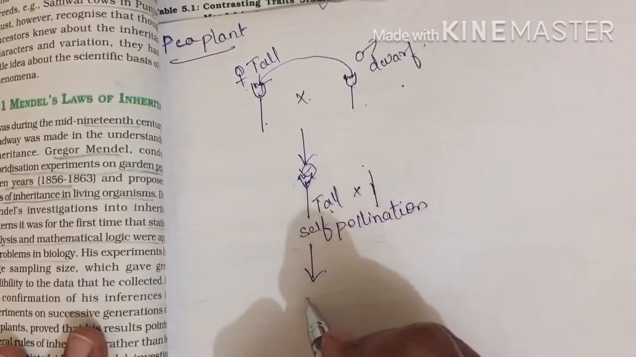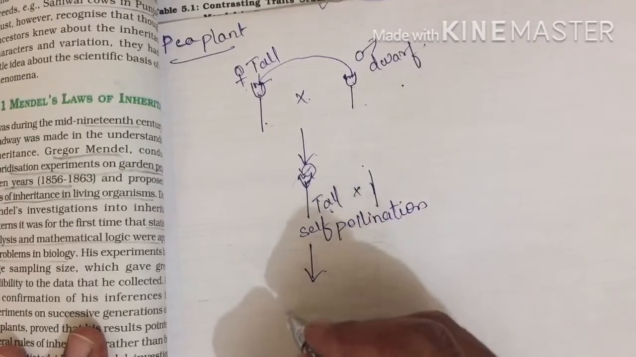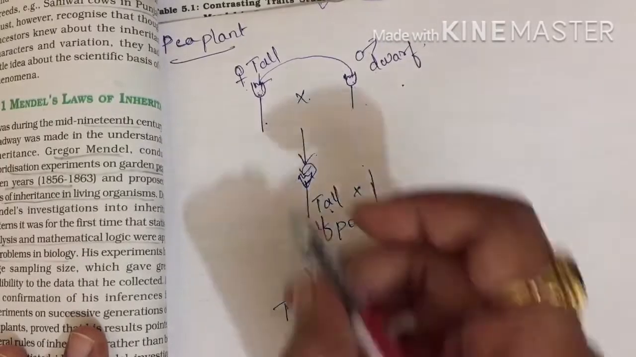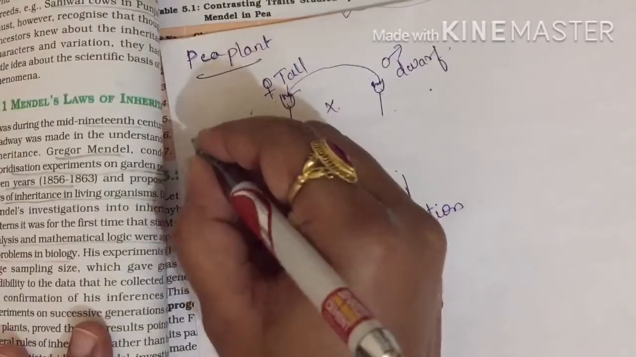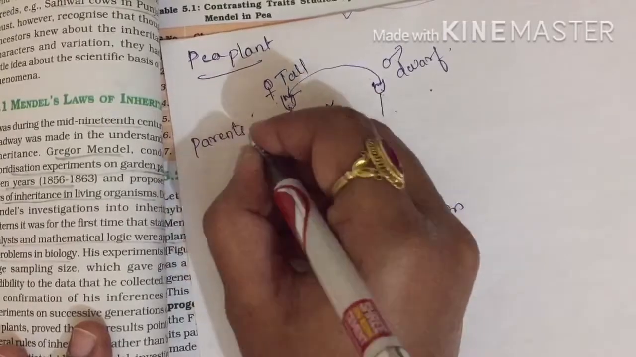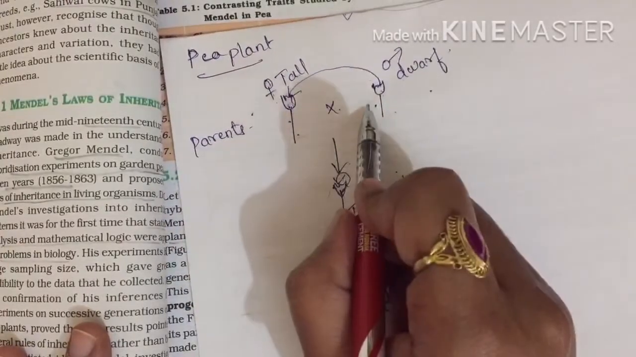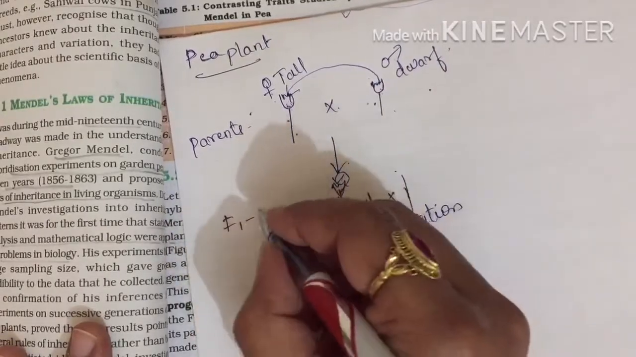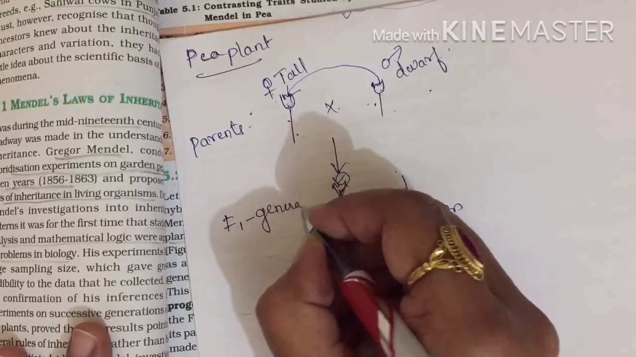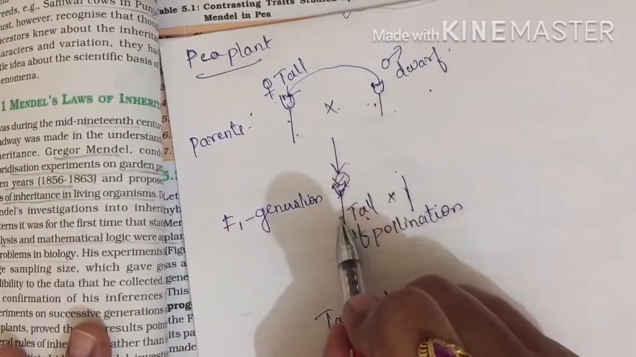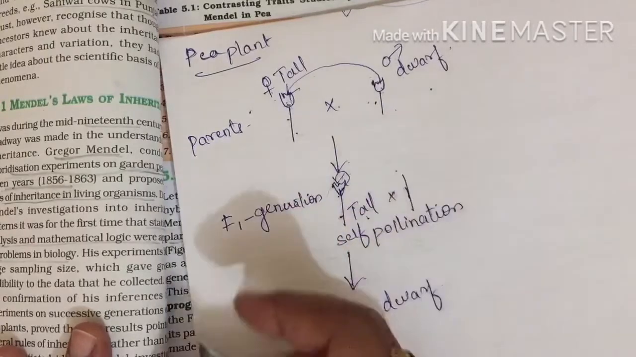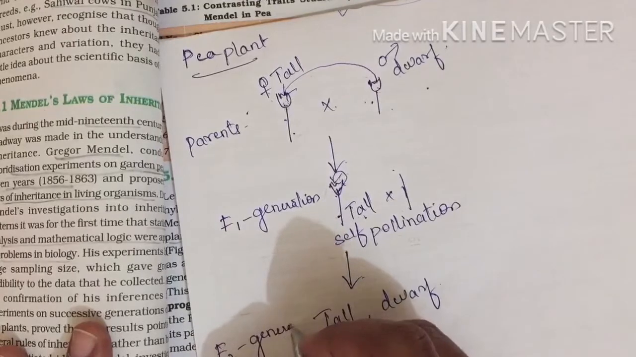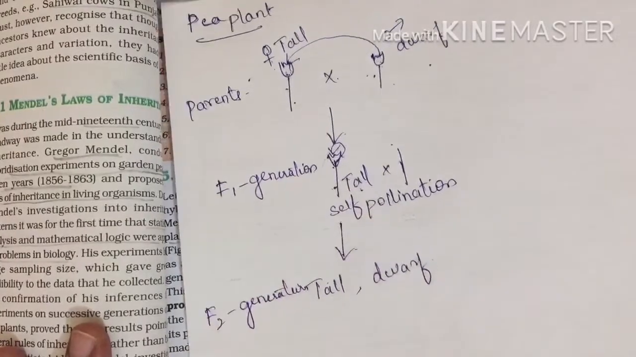When these were sown under the soil, he found that there was growth of tall plants and dwarf plants. Now these two are the parents. The first we chose, a tall and a dwarf plant. These are the parents. Then he got the F1 generation. F is what? Filial generation. The first filial generation is this tall plant. Next we have got the F2 generation, the second filial generation.